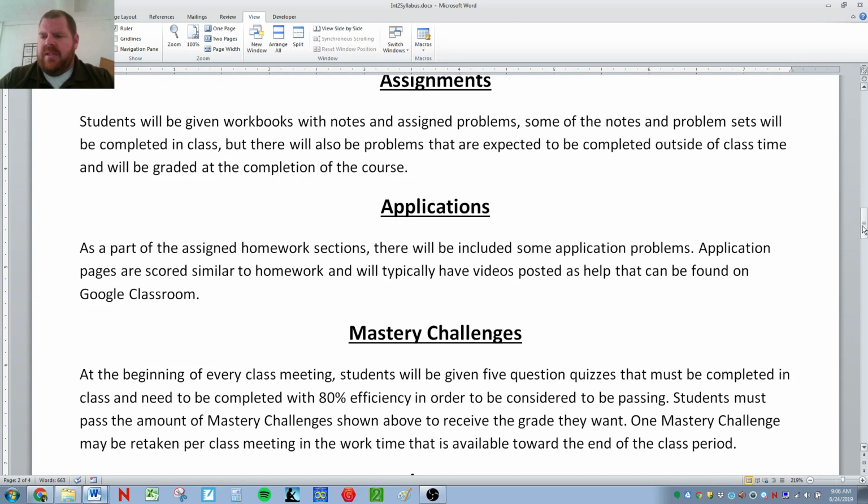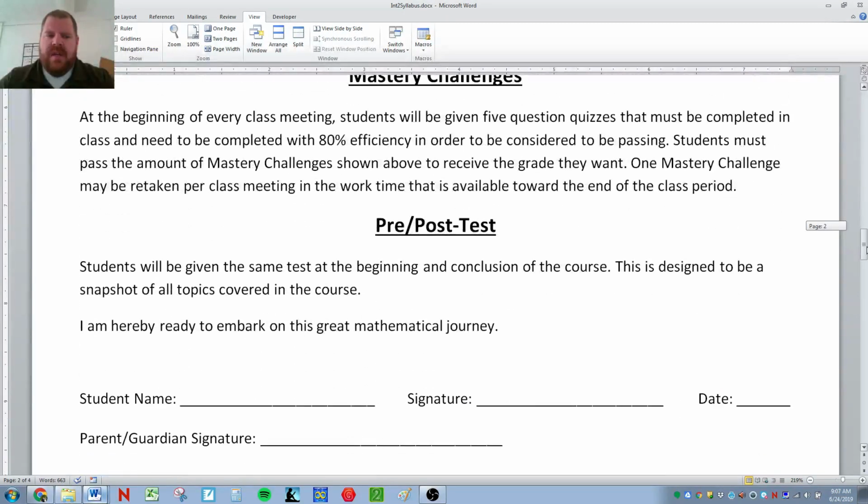The third one is the idea of these mastery challenges. Here it says at the beginning of every class meeting, students will be given a five-question quiz that must be completed in class. When I say it must be completed in class, I'm really talking about the most part. In order to make it through this class, I'm going to be setting timers on mastery challenges. Most of the time it's going to be 10 minutes, because we've got to get moving. Not only are we doing that, but we also have something new to learn that day.